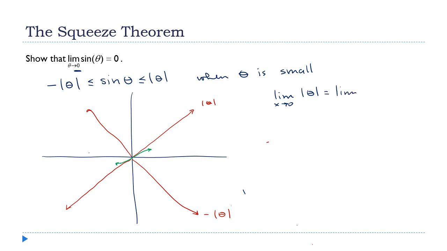So because the limit as x approaches 0 of the absolute value of theta equals the limit as x approaches 0 of negative absolute value of theta, and those are both equal to 0, and because our sine function is squeezed or sandwiched between those two, then the limit as x approaches 0 of sine theta must also be 0. And that's what we were trying to show.